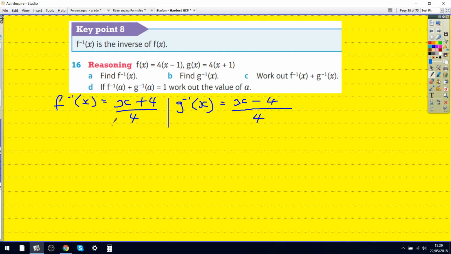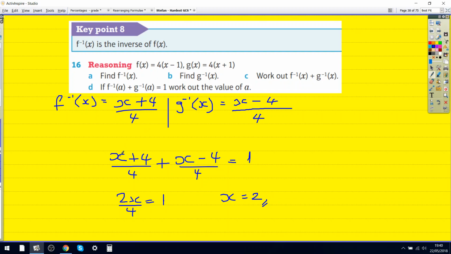So when we add these two values, we get 1. So X plus 4 over 4 plus X minus 4 over 4 is 1. We can break this down: X over 4 plus 1 plus X over 4 minus 1 is 1. That means 2X over 4 will equal 1, because the 1s cancel out, as we have a plus and a minus 1. So 0.5X is 1. You could divide by a half, which is multiplying by 2, so X equals 2. That's it.